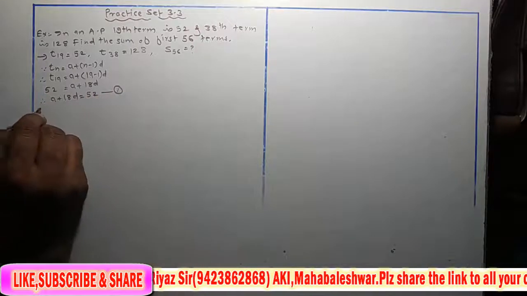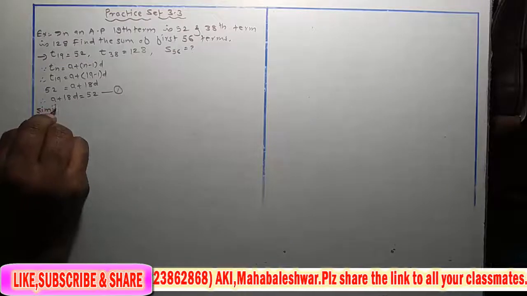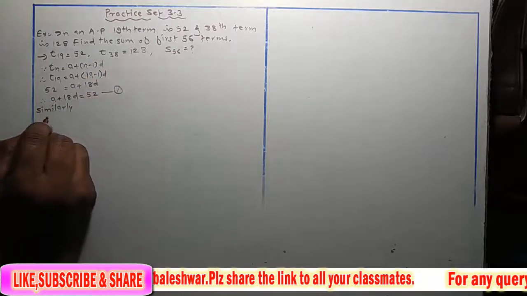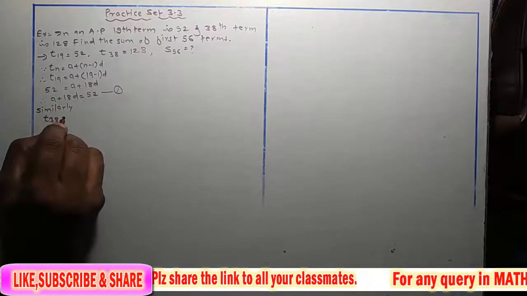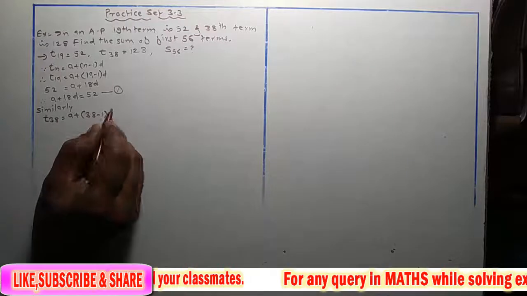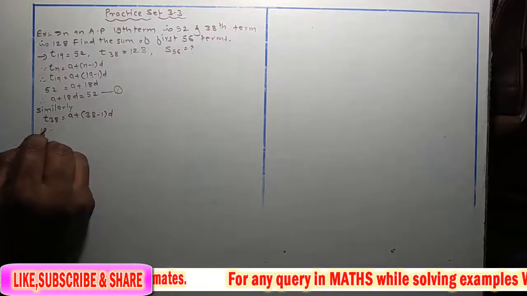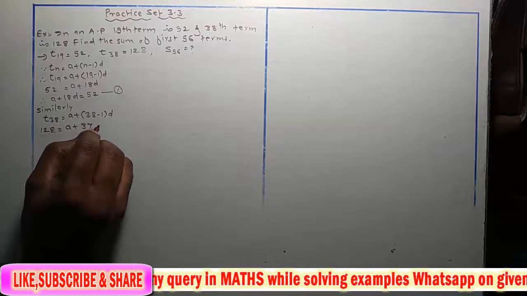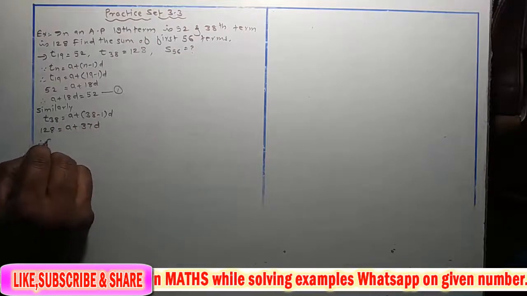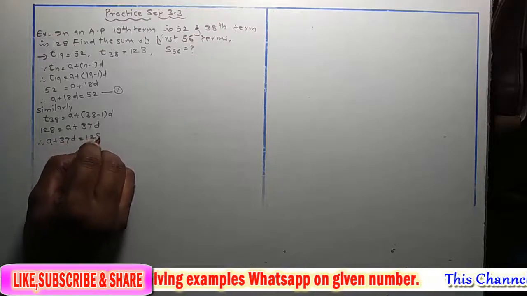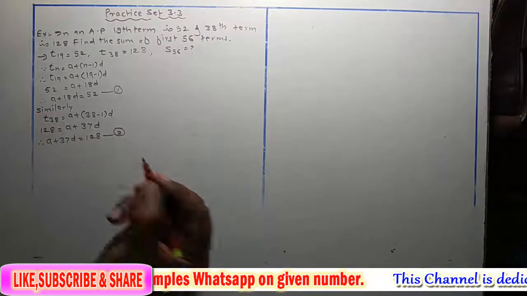Okay. Similarly, now the next, the 38th term is given. Similarly, T38 is equal to A plus 38 minus 1 into D. Now T38 is 128, equal to A plus 37D, and therefore A plus 37D is equal to 128. This is equation number 2.